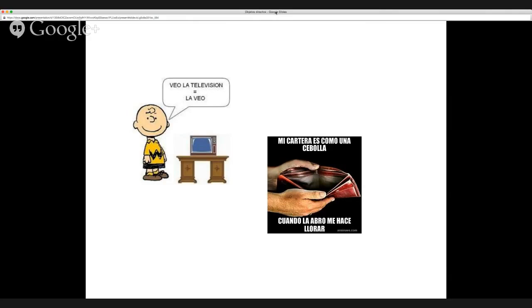Y una idea más, mi cartera es como una cebolla. Cuando la abro, me hace llorar. Ay, qué triste. My wallet is like an onion. When I open it, that la before abro refers to the cartera. When I open it, cuando la abro, me hace llorar. It makes me cry. Qué triste. But students and people in academic life can certainly identify most of the time, ¿verdad?